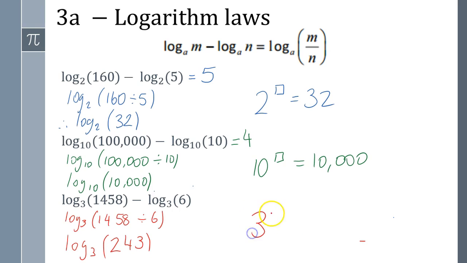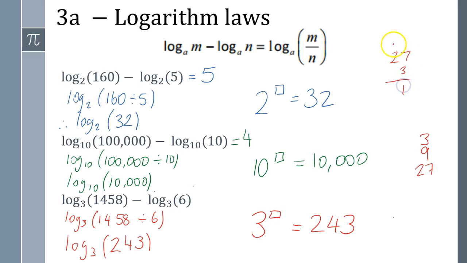Okay, so 3 to the power of what equals 243. Here goes nothing. So we're starting off with 3. Squared is 9. Cubed is 27. 27 times 3, 81. 81 times 3, 243. So it's 1, 2, 3, 4, 5. So 3 to the power of 5 equals 243.